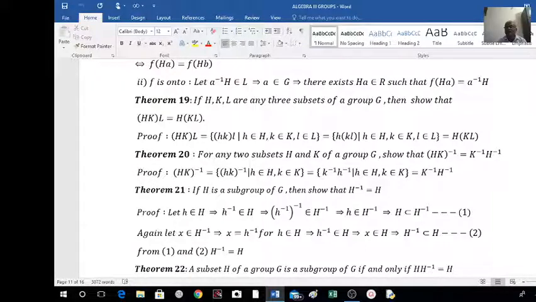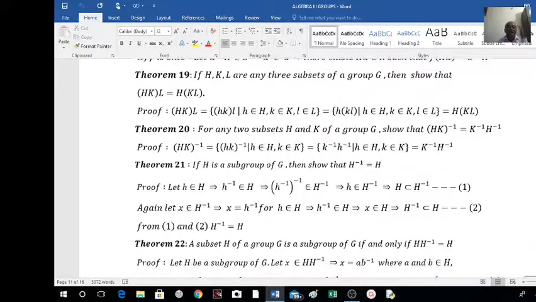Next, one more theorem. If H is a subgroup of G, then show that H inverse equal to H. Given that H is a subgroup, I have to prove that H inverse is equal to H. H inverse means this is the set consisting of all the inverses of H. In order to prove that two sets are equal, I have to show that this is a subset of this and this is a subset of this.